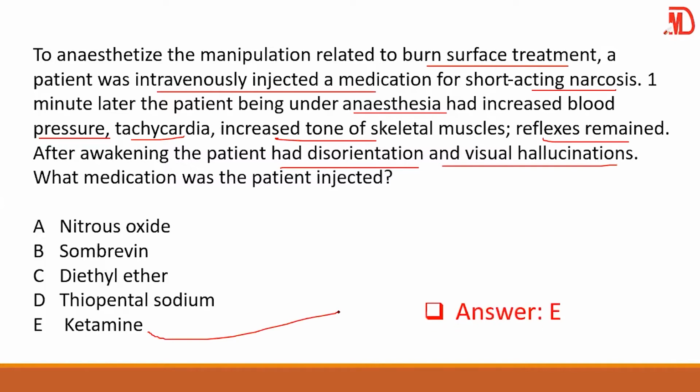And ketamine is used to do anesthesia. However, when it is overdosed, it can lead to all of these features: agitation, confusion, hallucinations, and so on. High BP, all of them, you can see them because you are using too much of the ketamine, the analgesic. So your answer is E.